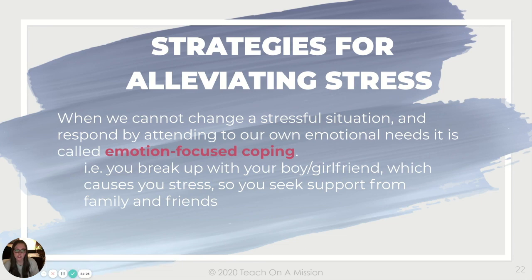When we can't change the stressful situation, like maybe it's just not as easy as going and buying a new car, and we respond by attending to our own emotional needs, that is emotion-focused coping. So for example, you break up with your boyfriend or girlfriend, which causes you stress. So you seek support from family and friends, right? So you can't change the situation. You're broken up, but you can attend to your own emotional needs by finding your community, your support system, taking care of those emotions. So those are just two ways, right?